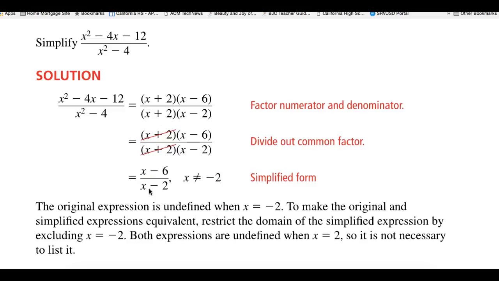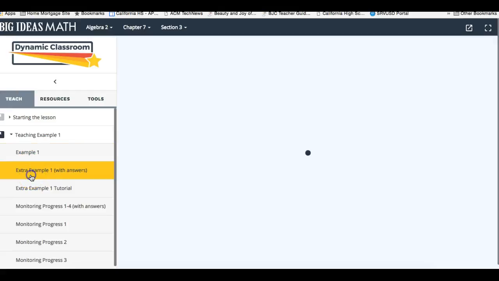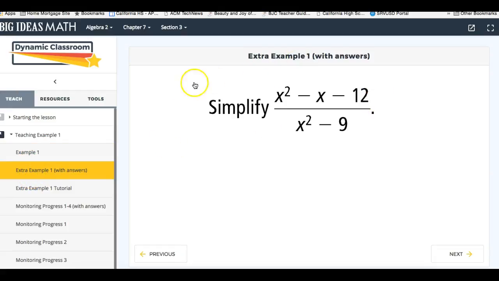Okay, so what I want you to do is give this example right here a shot. So I want you to simplify x squared minus x minus 12 divided by x squared minus 9. Go ahead and write your answer in the text box. And if there's any values that x cannot equal, make sure you write them down.